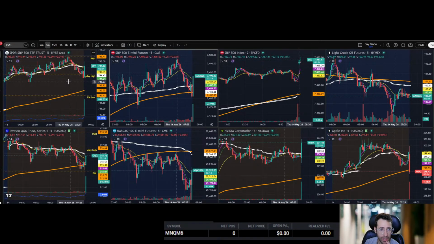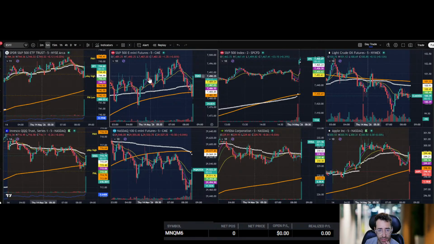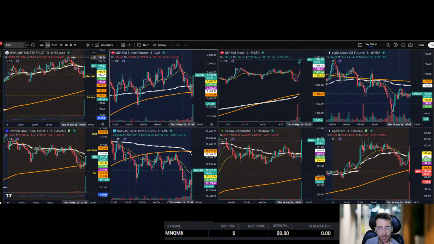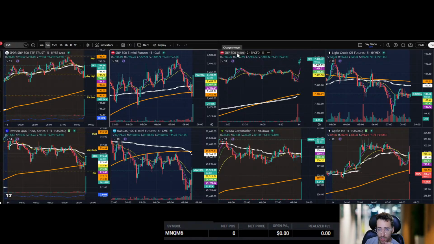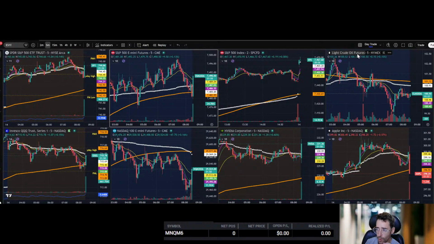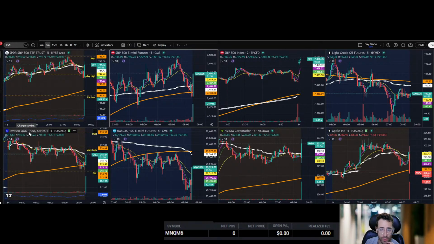This is S&P 500. This is ES, which tracks the S&P 500. This is the futures version of S&P 500. This is the SPX, which is the index of the S&P 500. This is oil. This is QQQ, NASDAQ. This is the NASDAQ futures. This is NVIDIA, and this is Apple.